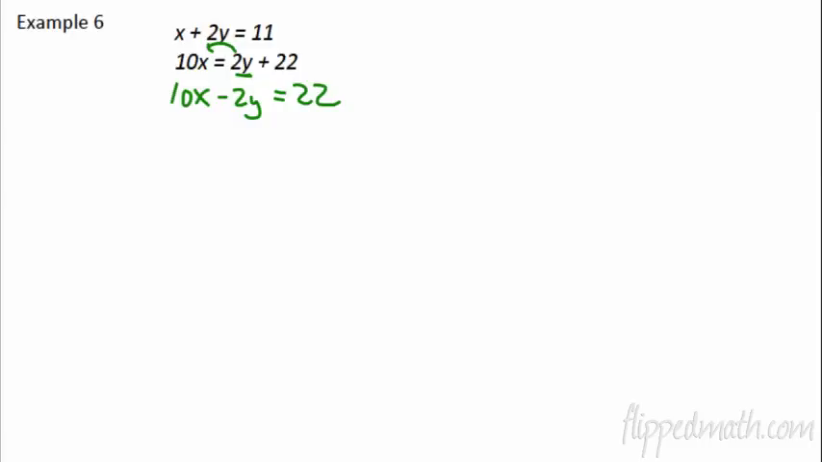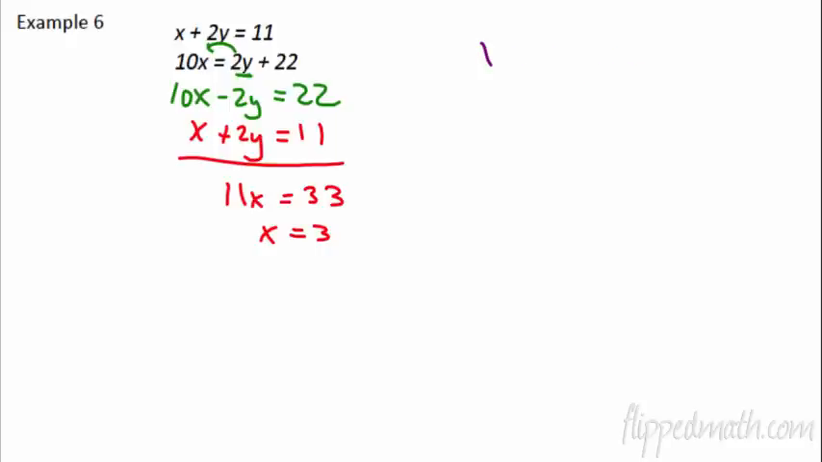Okay, we're back, and hopefully you were able to move that 2y over. You do minus 2y to both sides. You get 10x minus 2y equals 22. Let's rewrite the first equation right there. And there's the first equation. We add them together. The y's cancel. We get 11x equals 33. And, of course, x equals 3.